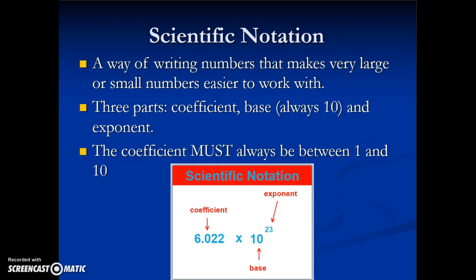Scientific notation is a way of writing numbers that makes very large or very small numbers easier to work with. The expression of the number has three parts: the coefficient, the base, which is always 10, and an exponent. The coefficient must always be between 1 and 10.